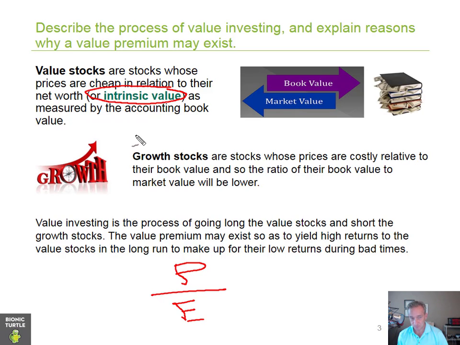The point there with a value stock, by the way, I can't help it. I'm a value investor. I'm a deep value investor. So this here is my thing.